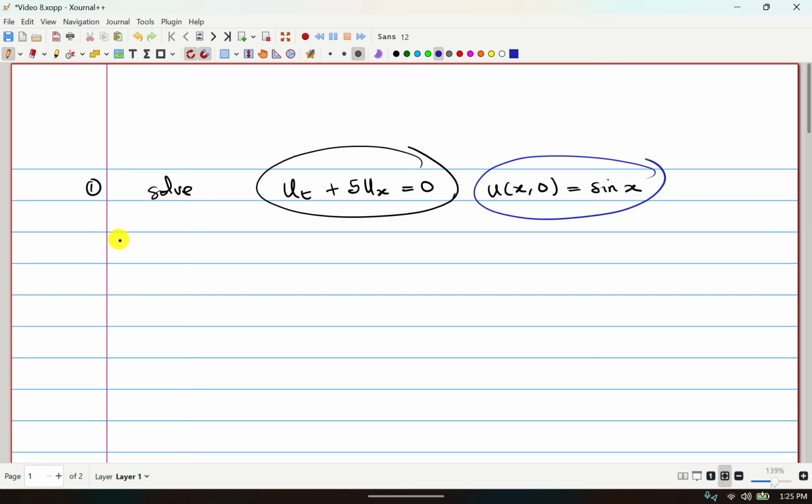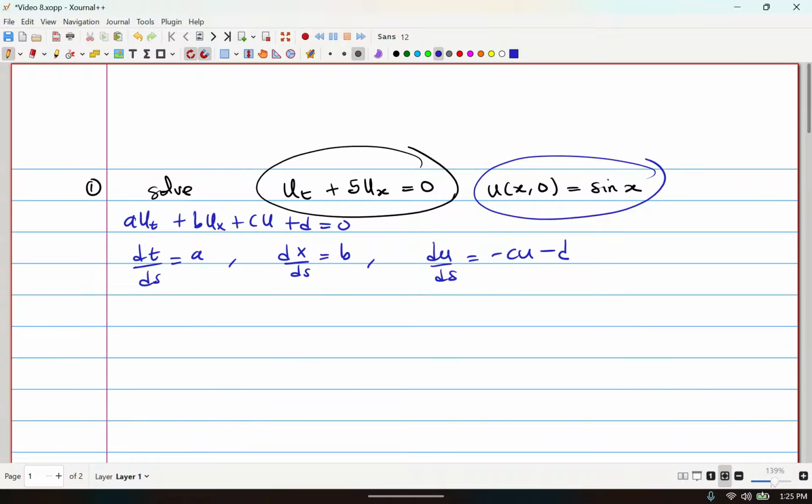What we said we do is compare to A u_t + B u_x + C u + D = 0, and we solve the characteristic system dt/ds equals A, dx/ds equals B, and du/ds equals -Cu - D. So we compare this given equation to the general form, and we get dt/ds equal to the coefficient of u_t, which is 1, then dx/ds is equal to 5, and du/ds is equal to 0.